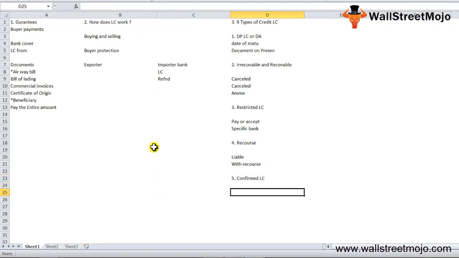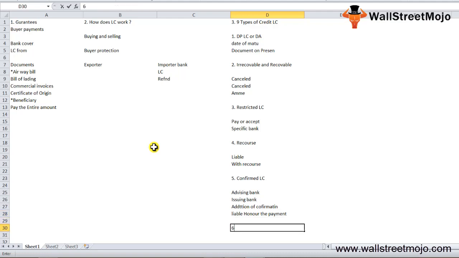A confirmed LC is one where the advising bank, at the request of the issuing bank, adds an additional confirmation that payment will be made, and the confirming bank is liable in the same way as the issuing bank. So the confirming bank needs to honor the payment if tendered by the beneficiary.